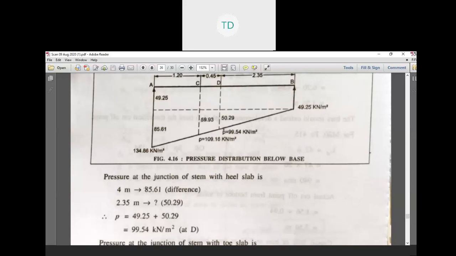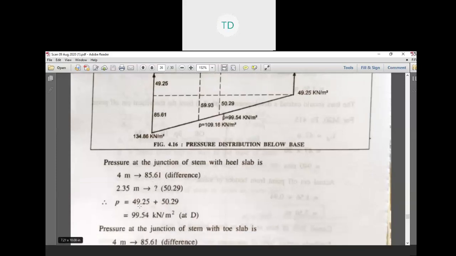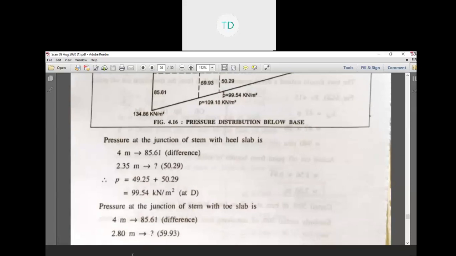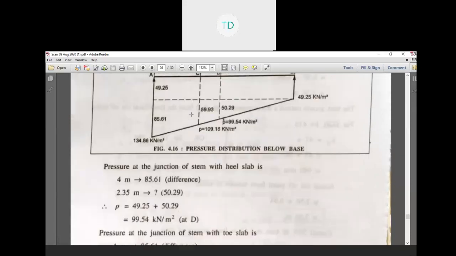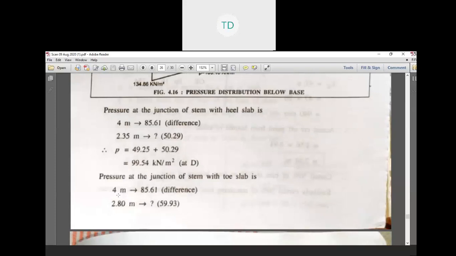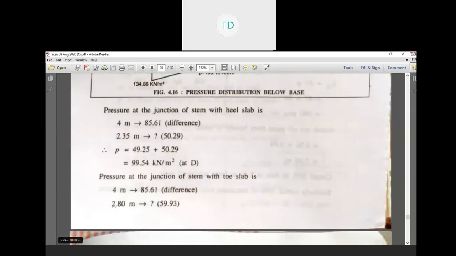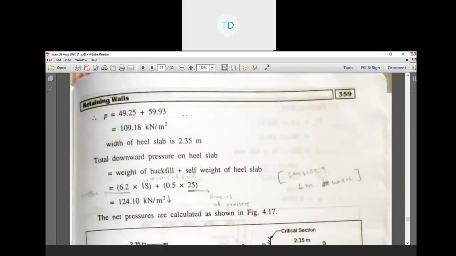with the heel slab is 4 meter, total length 85.861. Difference between depth and the 2.35 meter. That's why pressure at this point D, we get 99.54 kilonewton per meter square. Similarly, for pressure at point C, we have to calculate for the difference 85.61 and the length toward that 2.80. We get pressure equal to 109.18 kilonewton per meter square, and put all values in this figure.